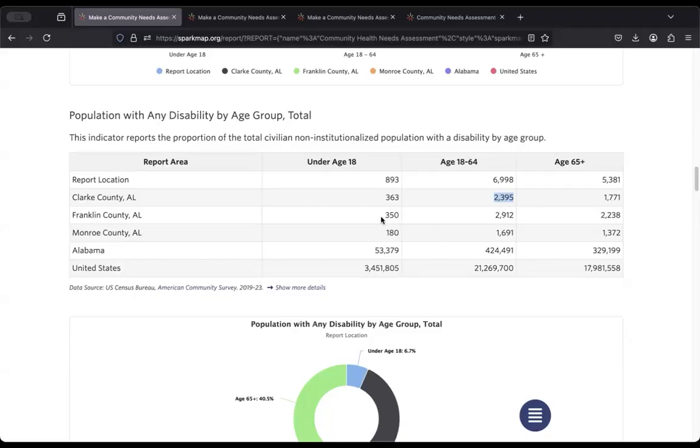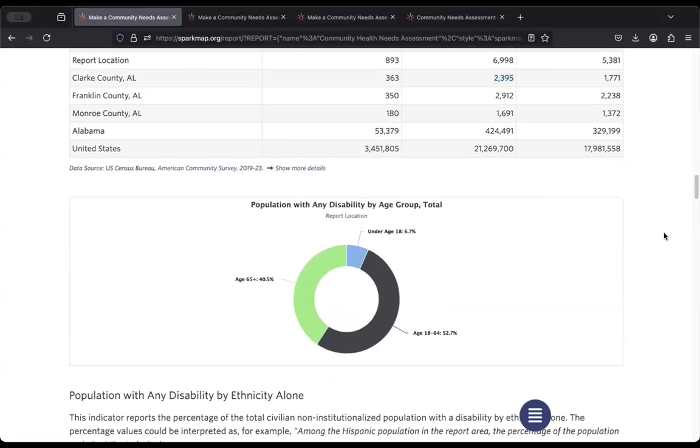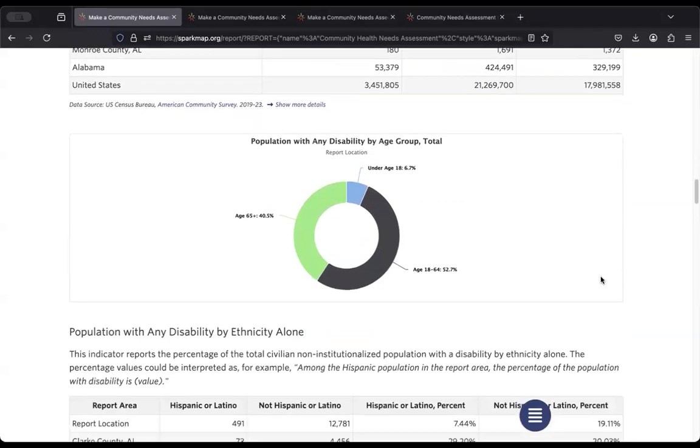And so we can see the second county, Franklin County, is more of what we would say a typical distribution. We've got about the same number of folks 18 to 64 and over 65 that have a disability. But we can see a little bit of an anomaly here in Clark County.